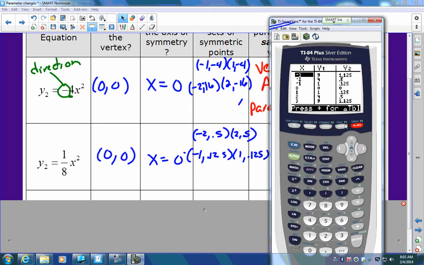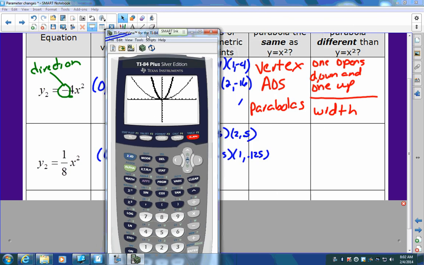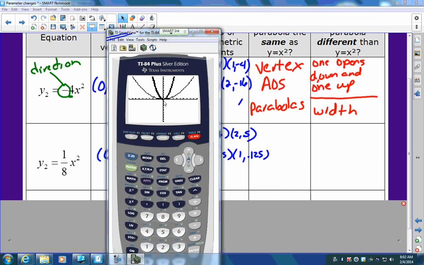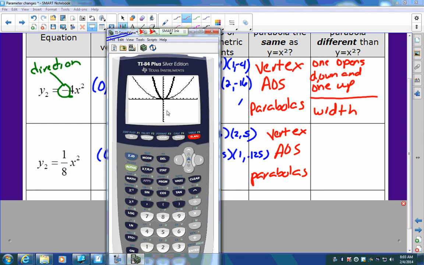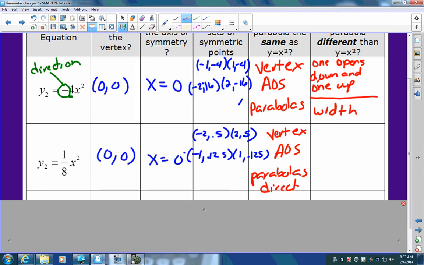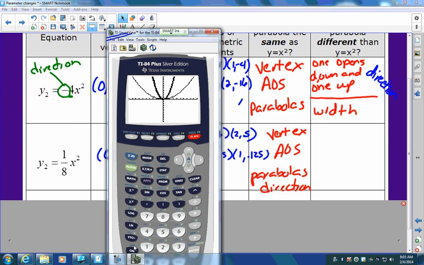All right, when you look at this graph, we have to figure out how they are the same. What is the same in this? The vertex is the same. What else? AOS, and they're both parabolas. What is different? Do they both open the same way? Yeah, the direction is the same as well. And actually, you could have called this the direction when one opens upward and one opens down. But what is different? The width.